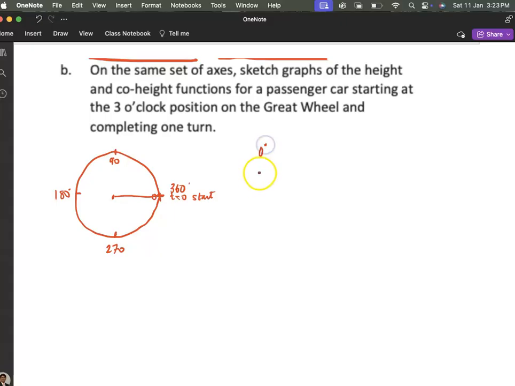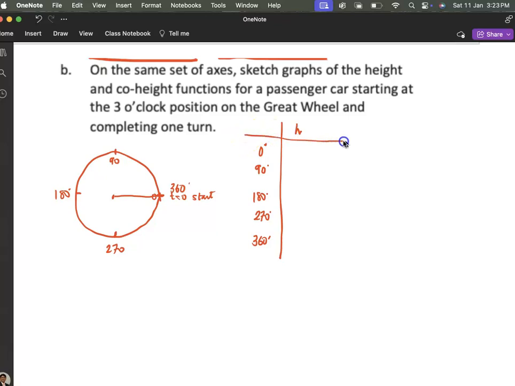So 0 degrees, 45 degrees, 90 degrees. 135. We won't do this 135 now. We'll just draw, they want only the variation. 90, 180, 270, 360. Correct? Now let's look at the height.